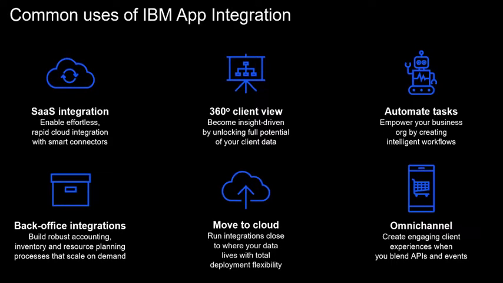So this move can happen, and then you can run your integrations as part of your cloud native architecture. This can also be done with the help of IBM App Connect Enterprise. Then the last one is your omni-channel. You can create client experiences with the help of your APIs and the events which are generated. That is how you create your omni-channels. These are some of the use cases which are available.